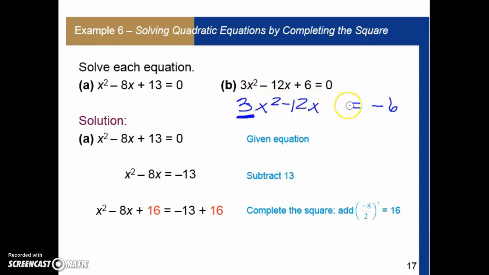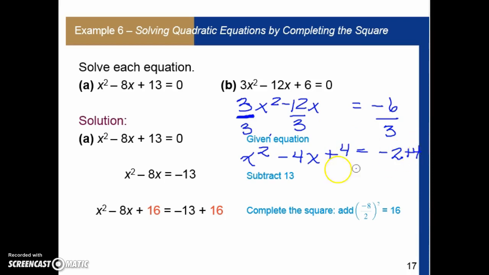So I need to take care of that 3. I need to divide each term in here by 3 so that I can actually use that completing the square technique. So if I divide through each term by 3, I get x squared minus 4x equals negative 2. Now I can take half this, which is negative 2, and square it, which is positive 4, and I need to do that on both sides.